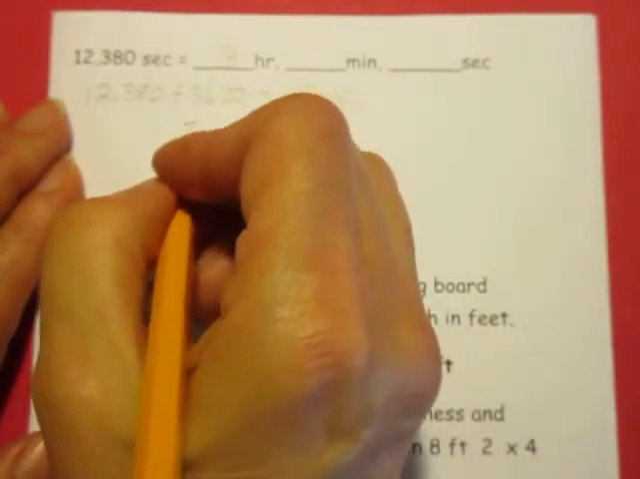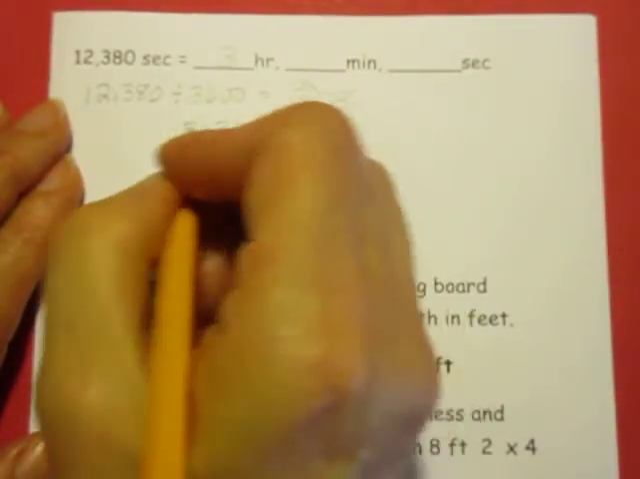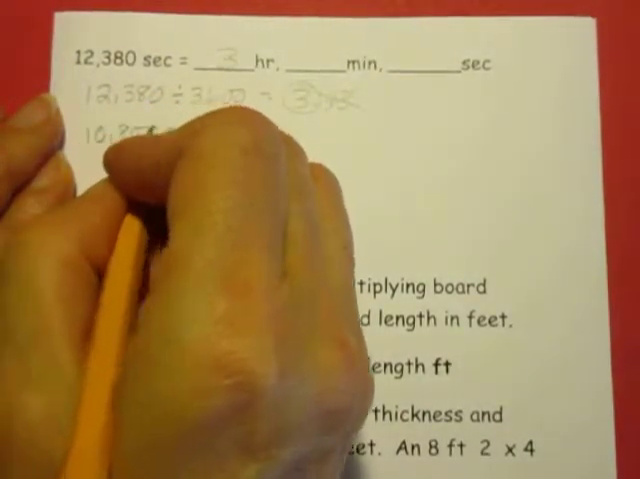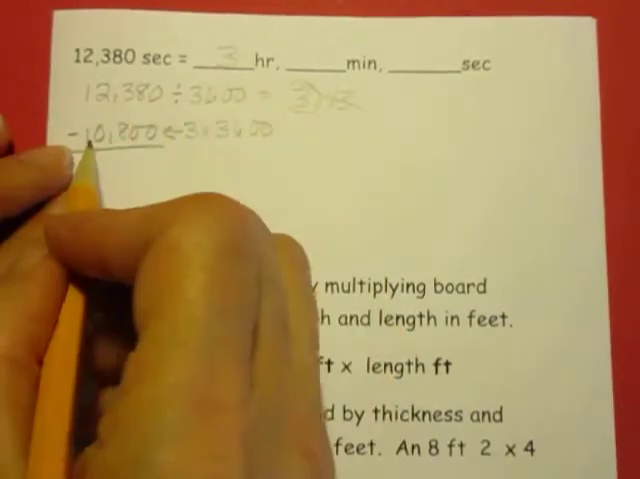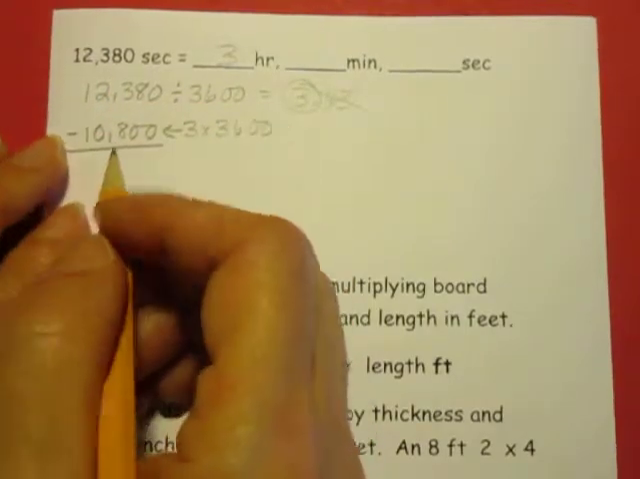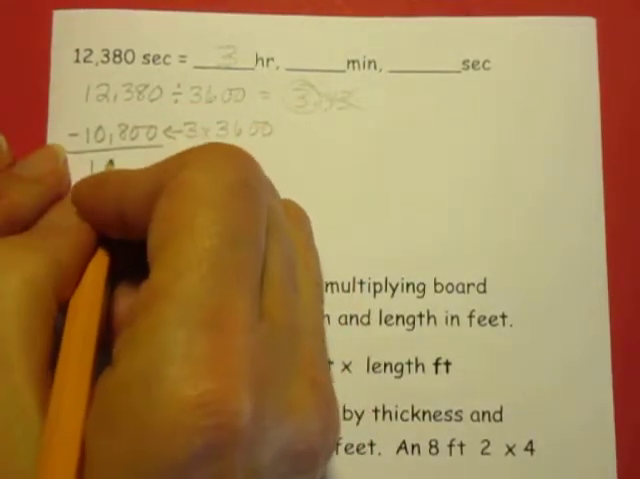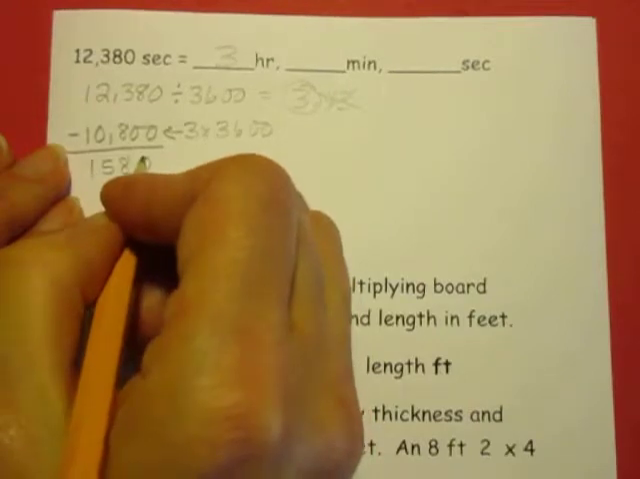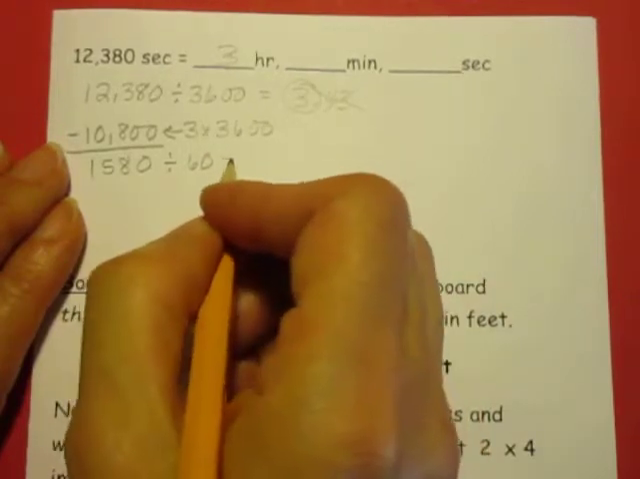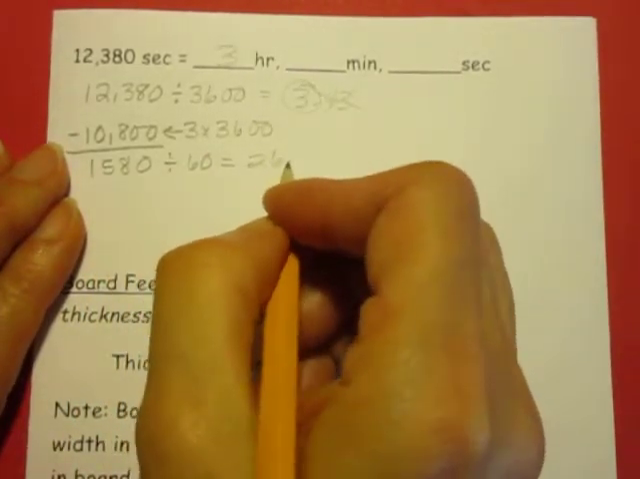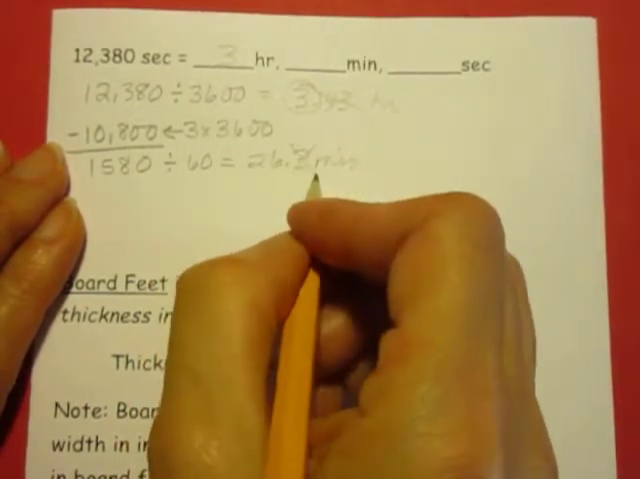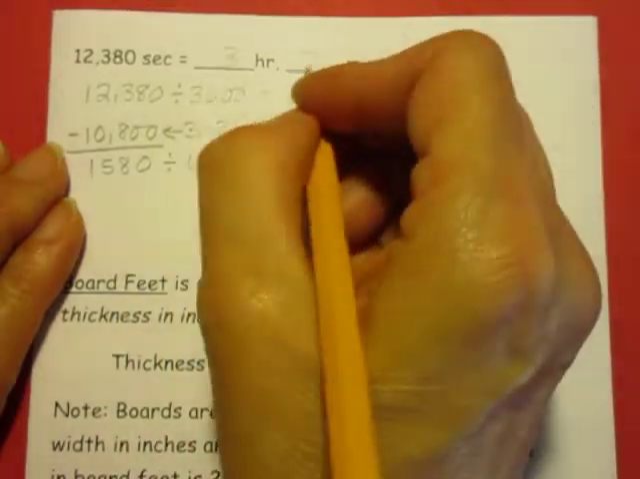So when I take 3 times 3,600, I should get a total of 10,800 that I can subtract from here, because I know that 10,800 seconds is accounted for in those 3 hours. So I can subtract here, and I'll find that I have 1,580 seconds left over. I want to divide that by 60 seconds to figure out how many minutes I've got. When I do that, I end up with 26.3 minutes. I don't really care about the 0.3 part, but I do know that 26 minutes is going to go up here.